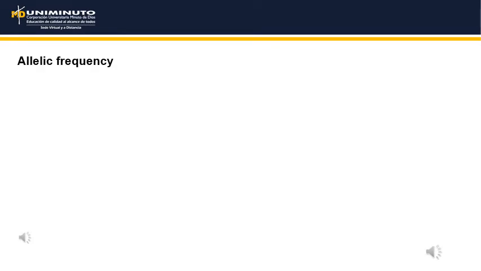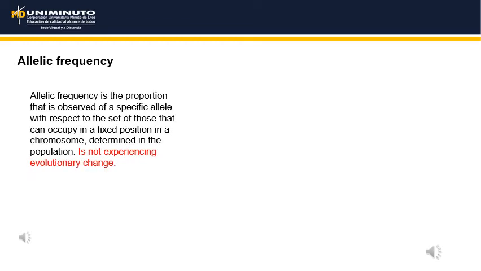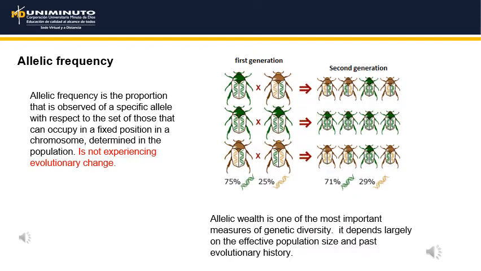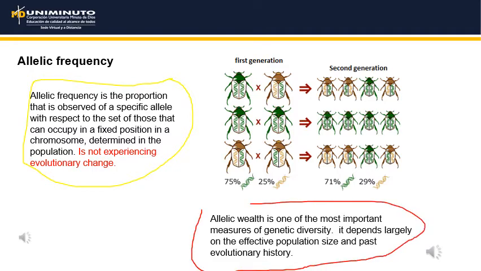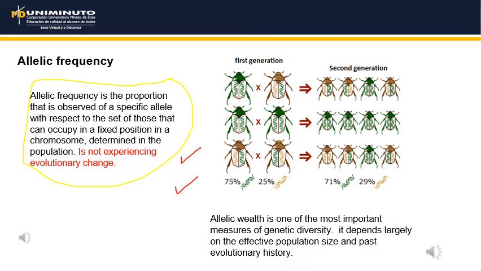Allelic richness is one of the most important measures of genetic diversity. It depends largely on the effective population size and past evolutionary history. Allele frequency is the proportion observed of a specific allele with respect to the set of those that can occupy a fixed position in a chromosome in a population that has not experienced evolutionary change.